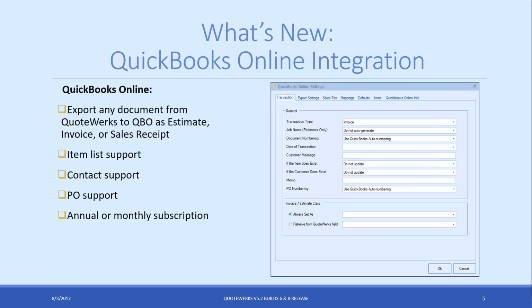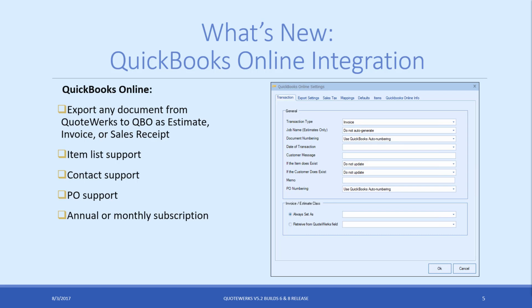So the QuickBooks Online integration is one of the bigger features that we released in build 6 and 8. The integration is fully complete. It has the ability to export any document you create in QuoteWerks to QuickBooks Online as an estimate, invoice, or sales receipt. So basically, any of those 3 document types, we will duplicate them in QuickBooks Online. We have full item list support, contact support, PO support, and you can purchase the subscription as an annual subscription. We can tie it in with your maintenance, so that you're not having to pay your maintenance 1 month and then 3 months later have to pay QuickBooks.